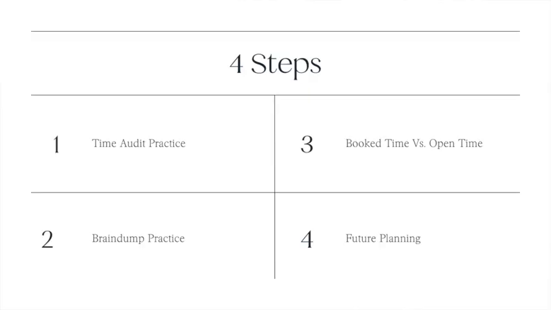Today we're gonna go over 4 steps that I've used to be able to feel like I'm in control of my time, to gain massive results and actually get the things done that really matter. The first thing we're gonna go over is how to do a time audit practice, then my brain dump practice. Third, what the difference is between book time and open time and how to manage your calendar. And then fourth, how to do future planning so that you can be proactive and prepared as opposed to reactive and unprepared. So what's a time audit?